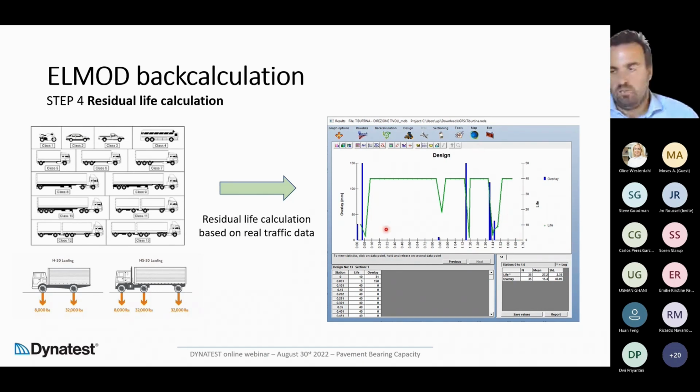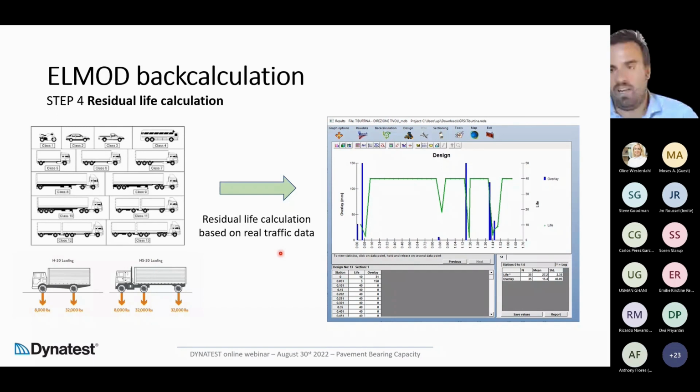So if you see in this graph here, the green line is the residual life. If you see in this table, the first station has a life of 10 years. The second station has a life of 3 years, and all the rest that we can see in the table is 40 years.